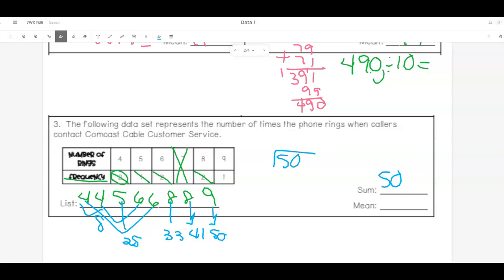To get the average or the mean, we're going to divide by however many numbers were in our set. So 1, 2, 3, 4, 5, 6, 7, 8. If you do not have a calculator, you have to go with the old-fashioned way.